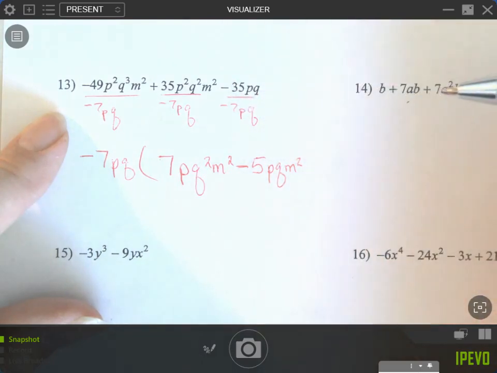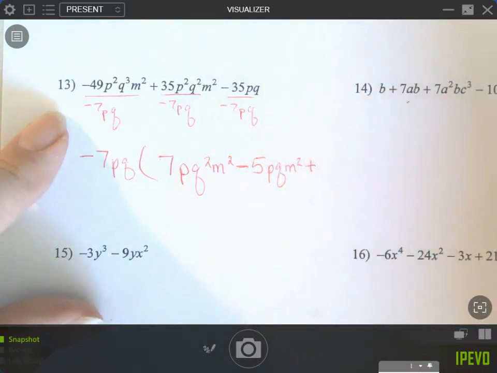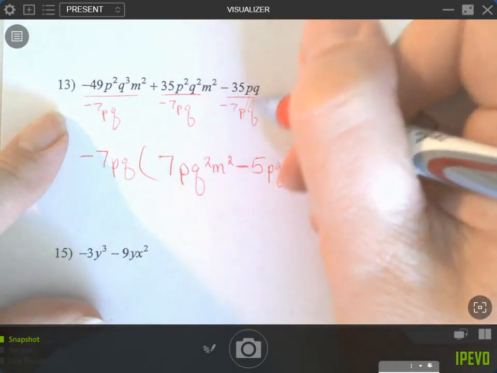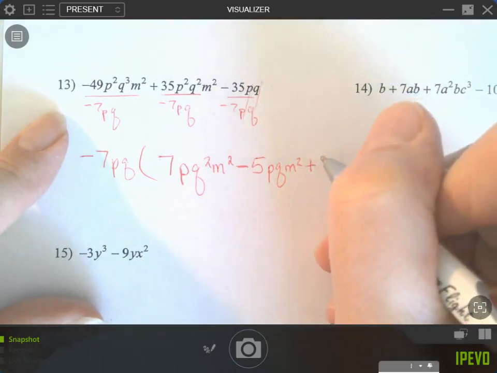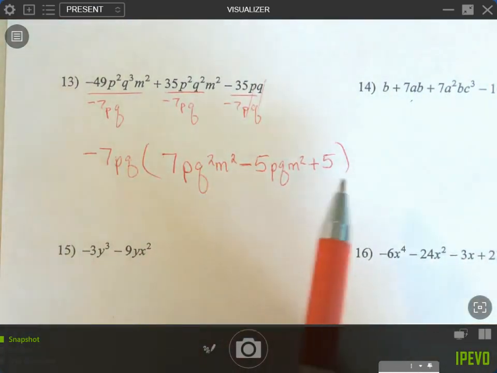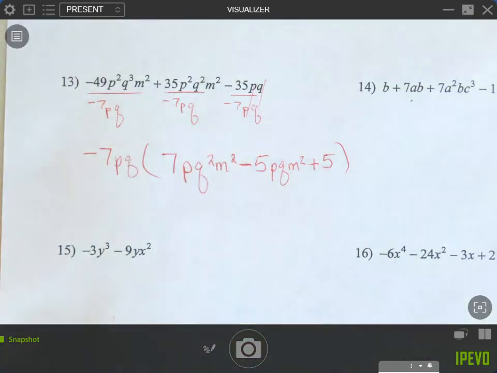Negative divided by negative. Positive. So the same thing I've been trying to tell you guys. Look at your signs, look at your numbers, and then each variable. The P's and Q's completely cancel, so it's just positive 5. All right, I'm going to double check. I don't have any extra variables. 7, I can't take anything else out, so I'm good.